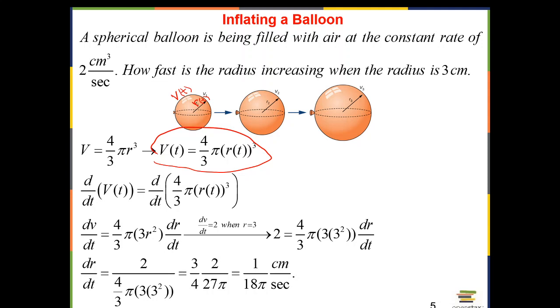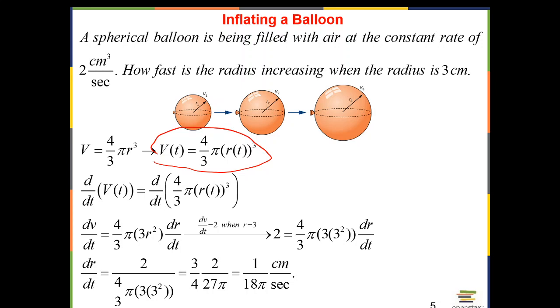We solve for dr/dt. That's easy to do, right? It's 1 over 18 pi centimeters per second. So as volume is increasing here with this rate, the radius here is also increasing, but with a much smaller rate, right?